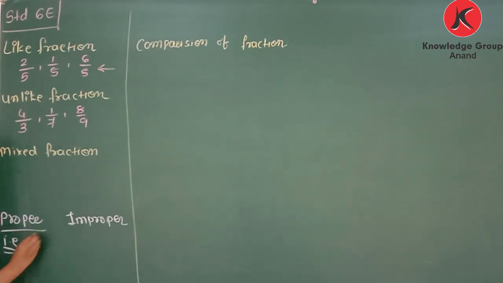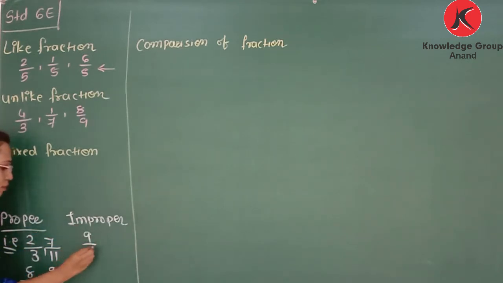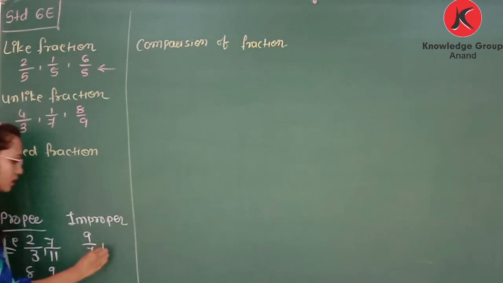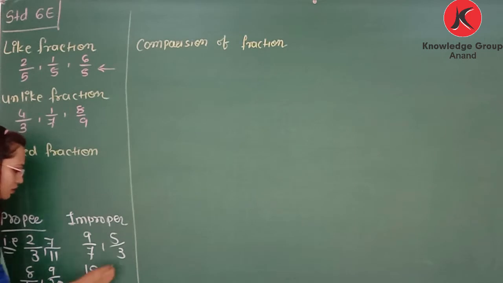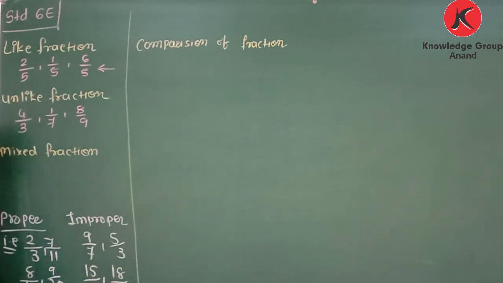For example, 2 by 3, 7 by 11, 8 by 15, 9 by 25. So these are the proper fractions. Why? Because the numerator is less than the denominator. Now an improper fraction is when the numerator is greater than the denominator: 5 by 3, 15 by 7, 18 by 13. These are called improper fractions.